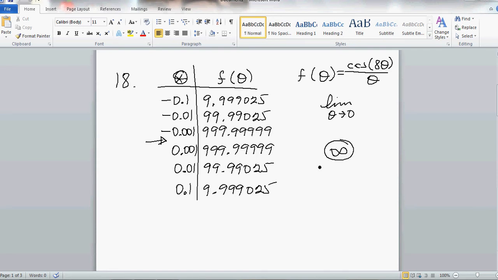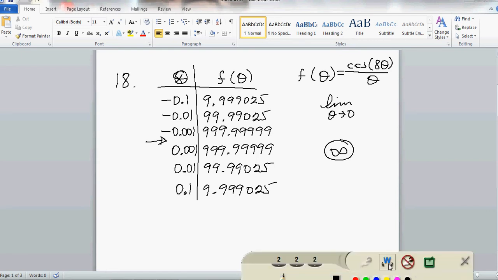Now that may seem somewhat awkward. Where is it heading towards? Well, if we think of limit as where is it heading and we say infinity, that certainly would be a legitimate answer, and in fact that is what the case is.